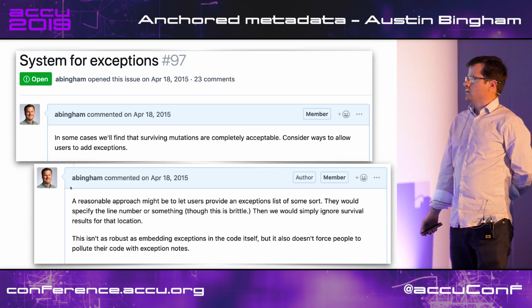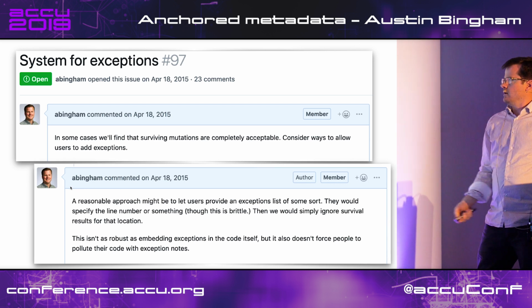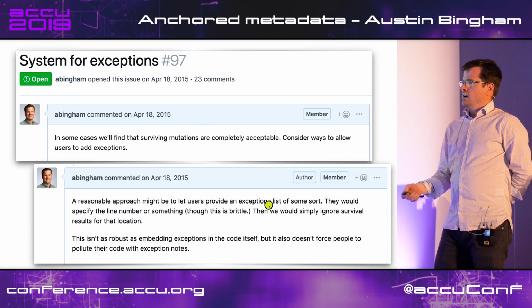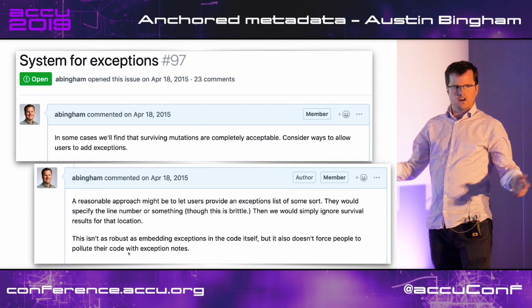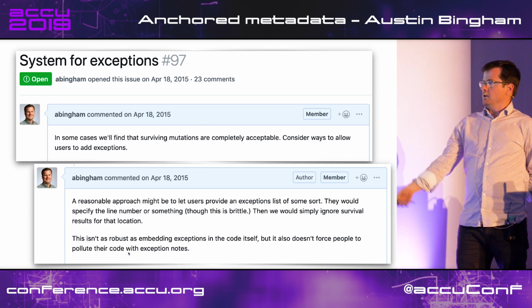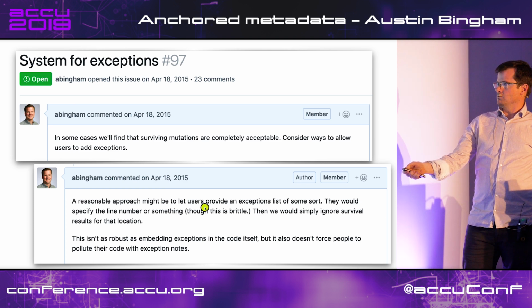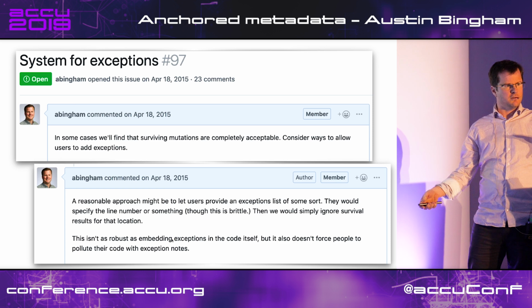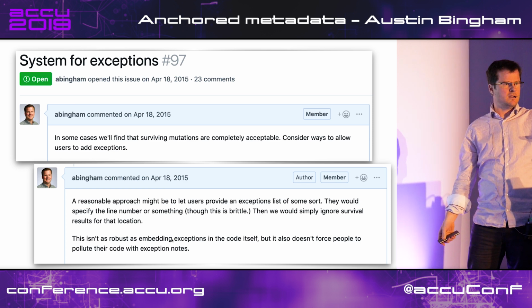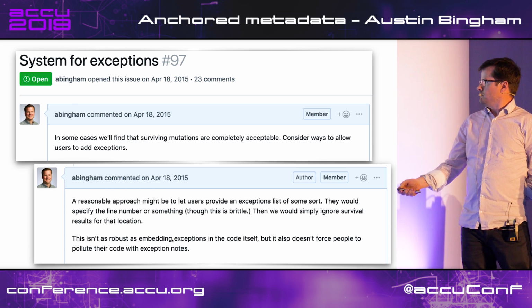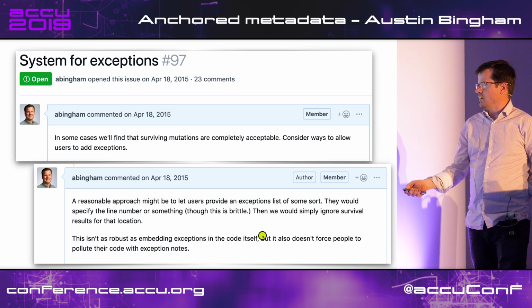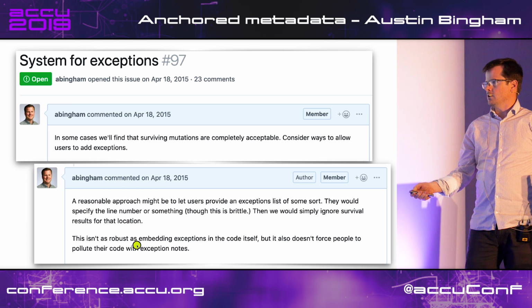And of course, meditating on this problem, a reasonable approach is to let users provide exception lists of some sort. They would specify a line number or something, some notion of a range, but this would be brittle. I recognize this. Really, this would be kind of a brittle approach to have an external file saying don't mutate line 6. Then we would ignore those. Another more robust way would be to add exceptions in the code itself, but this also forces people to pollute their code with exception notes.